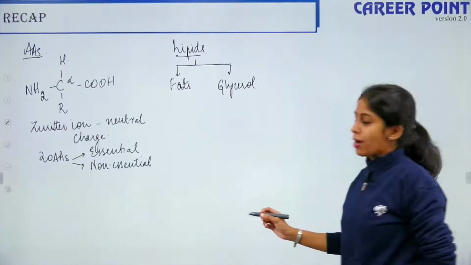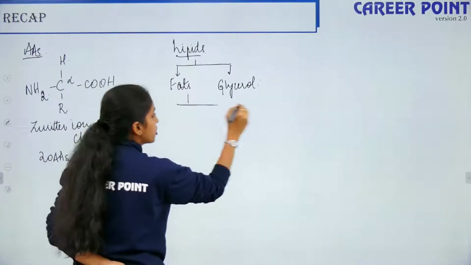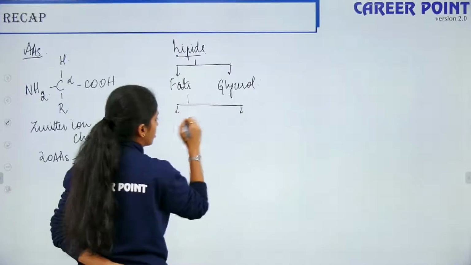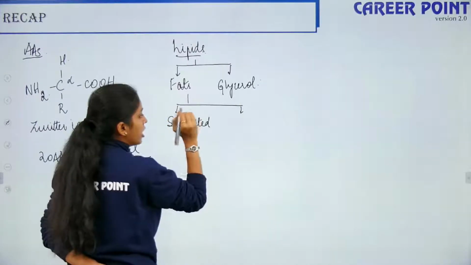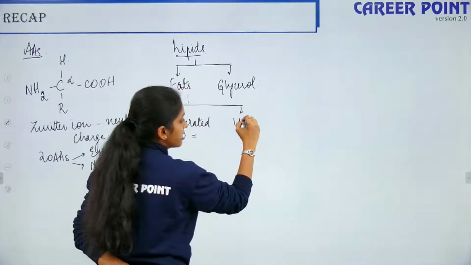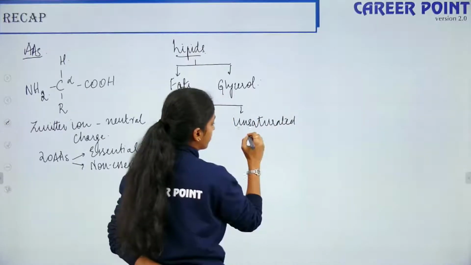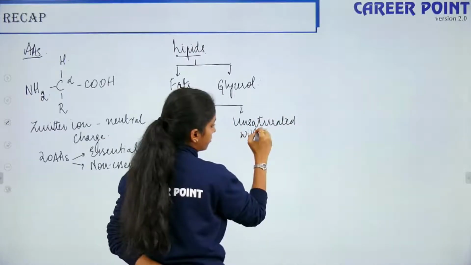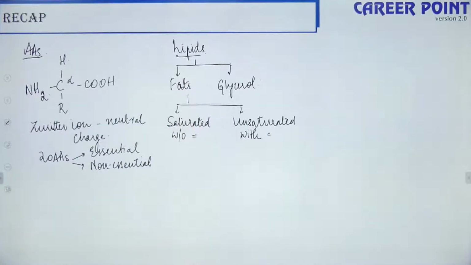So this is about it. So in fats, we read about two things. One is saturated, the other one is unsaturated. So saturated is without double bond and unsaturated is with double bond. Yes, so this is the difference between saturated and unsaturated.